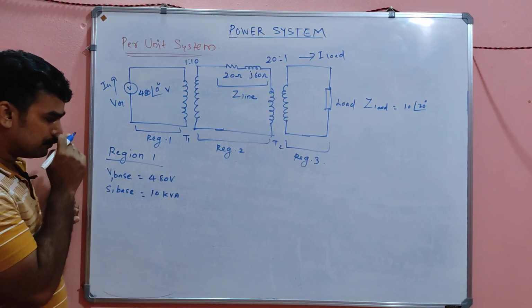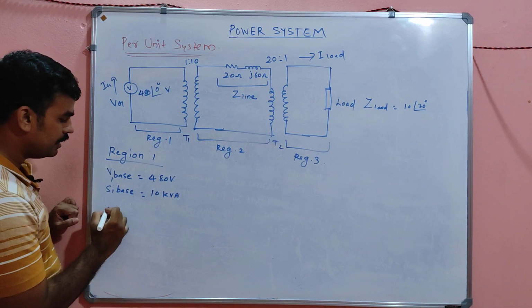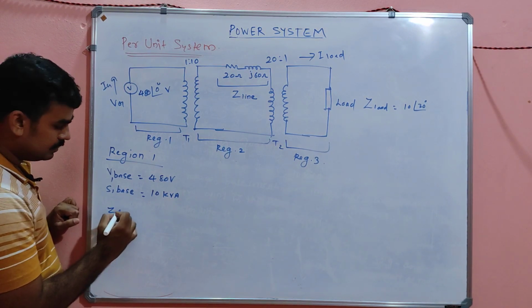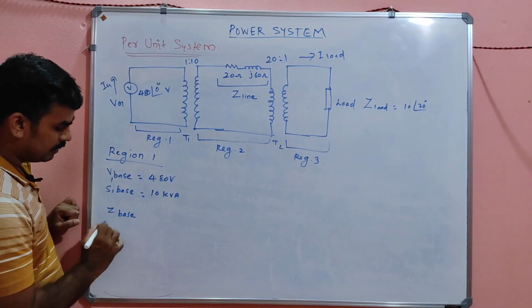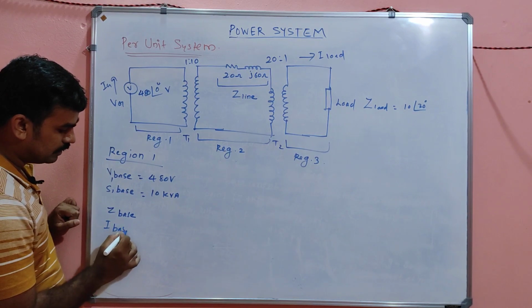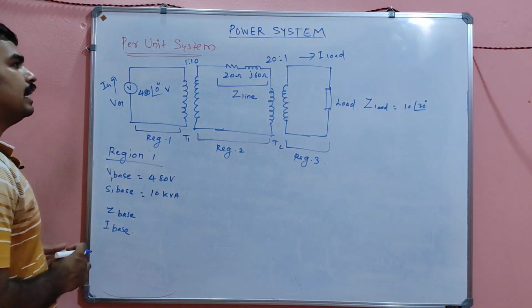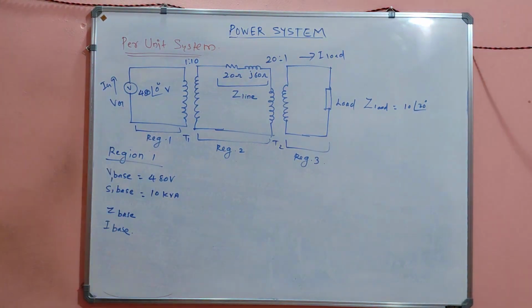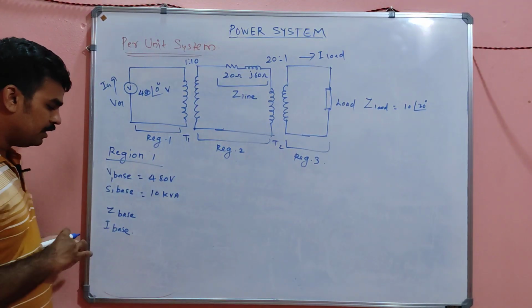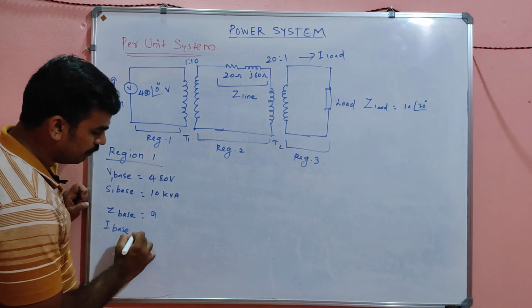Impedance for region 1. The remaining quantities will be what? You have to calculate Z base and I base. Is it clear? So how can we calculate these remaining two parameters?